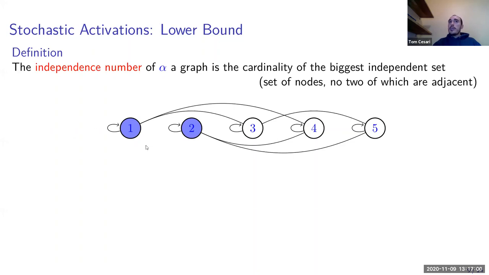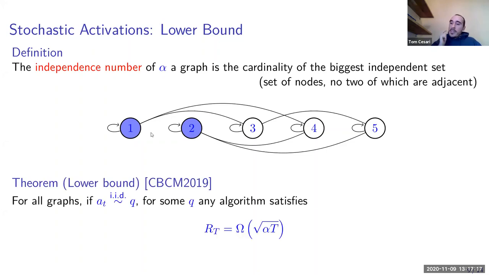So in this simple example where we have only five nodes, you can see that nodes one and two are independent in the sense that they're not adjacent. And if you think about it for 5 more minutes, you can see that you cannot find 3 agents that are all independent. So 2 would be the independence number of this graph. Now, with this in mind, you maybe kind of see this lower bound that you cannot do any better than scaling with the independence number of the graph.